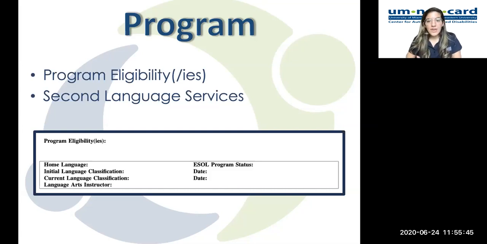All students evaluated by the Multicultural ESOL, which is English as a second language, and Program Services Department, or the school-based language assessor, will receive a language classification that ranges from non-English speaker with minimal knowledge of the language all the way to monolingual English speaker.